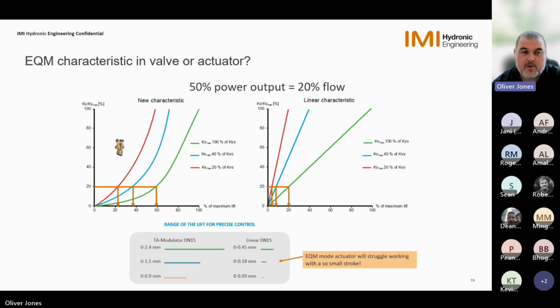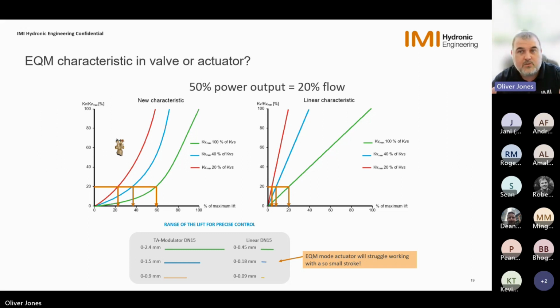When we hit that 20% mark again, we still have 0.9 millimeters of stroke available on a modulating valve. Whereas opposed to a linear valve, we're now at 0.09 millimeters of stroke. So we are less than 5% open, and we have a very tiny window to operate between, and we're still trying to control 50% and lower of that power output with those valves.